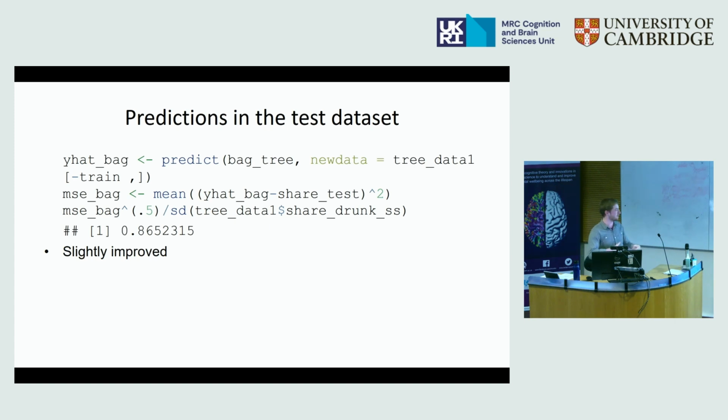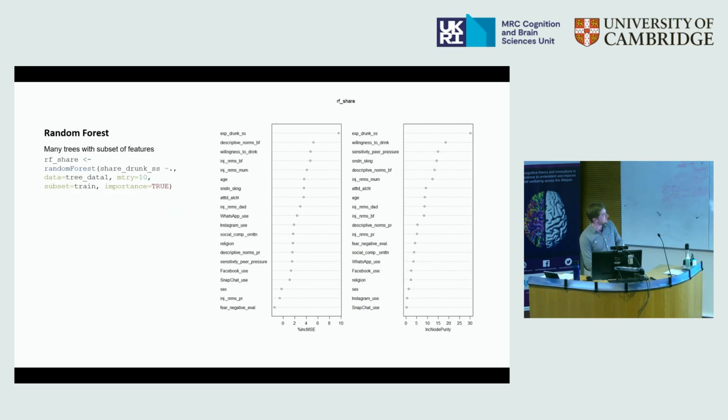So what we can do is go more fancy. We can now do a random forest. The difference between the random forest and the bootstrap aggregation is that in the random forest we also use a subset of the features.